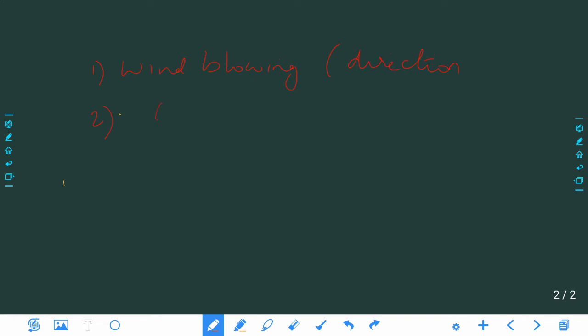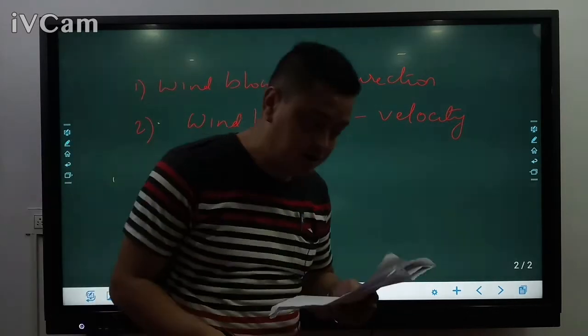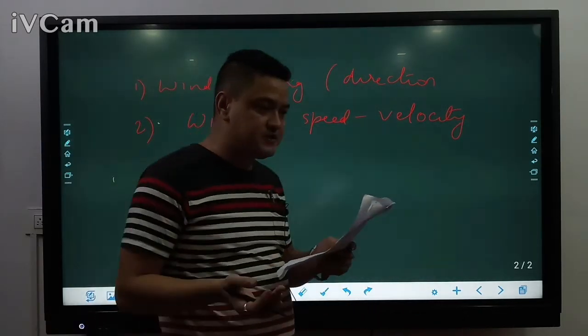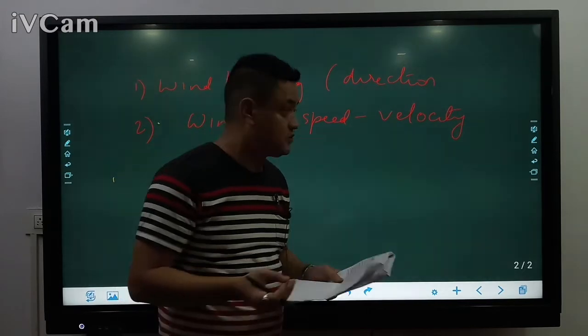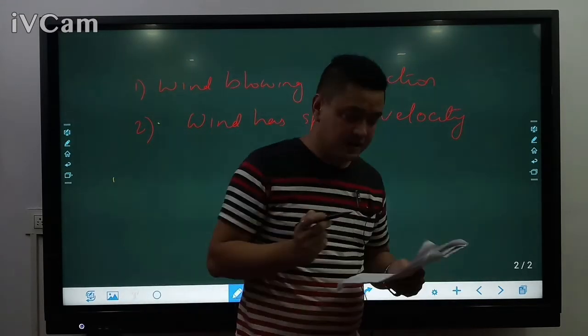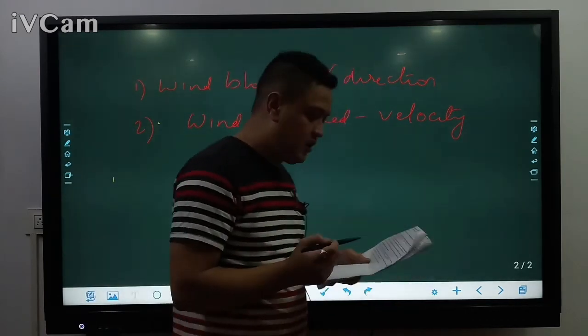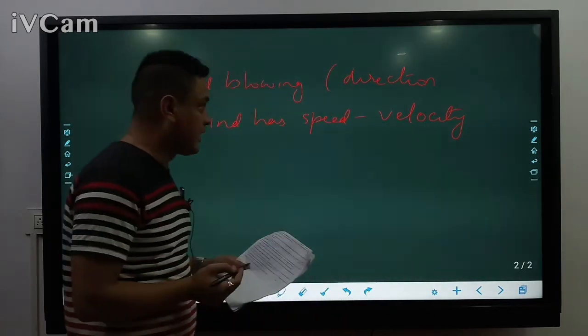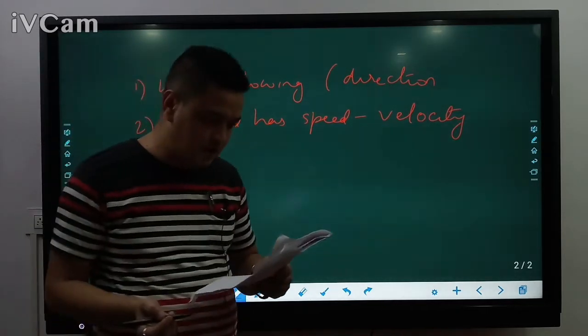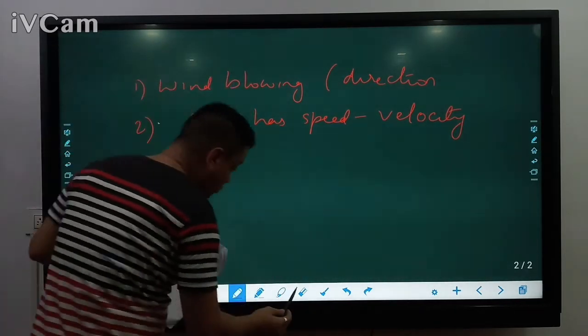Number two, wind has speed. Now, whenever I'm talking about speed, I'm talking about the velocity of the wind. This velocity is caused by the high pressure zones and the low pressure zones. Wind velocity depends on the difference between high pressure and low pressure. If there is little impulse provided, pressure is very low, so less disturbance. If there is more impulse provided, high disturbance, higher pressure. This is also often referred to as Coriolis force. Now we are moving on to measurement of the wind.